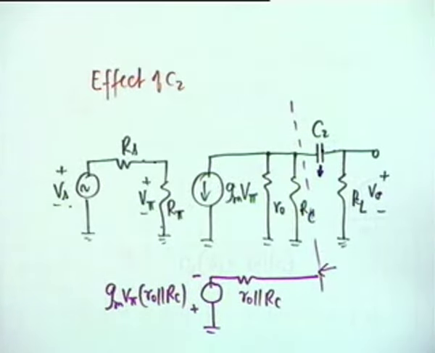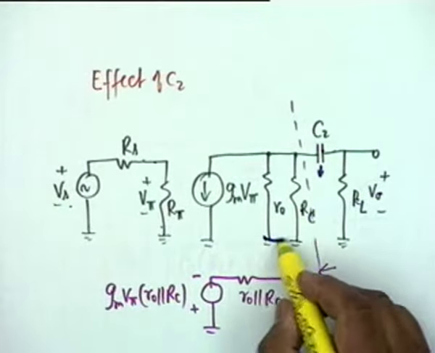Okay. So in the previous case also, on one side of the capacitor we had one resistance and two resistances on the other side. Okay, we combine them all together by saying that they come in series. Here also they come in series.